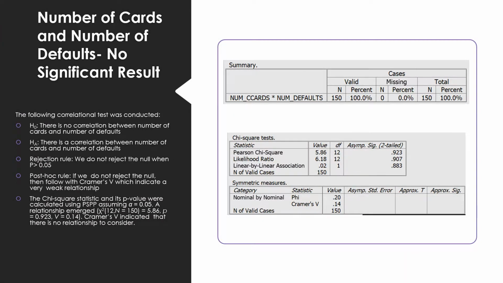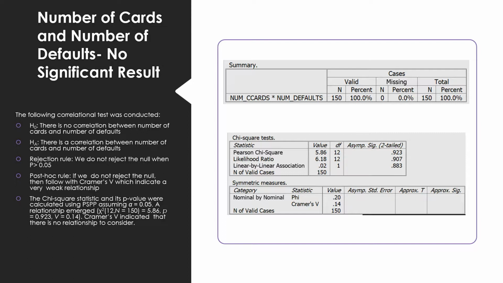The first sample is to test the number of cards in relation with the number of defaults. The null hypothesis indicates that there's no correlation between the number of cards and the number of defaults. The alternative hypothesis is that there is a correlation between the number of cards and the number of defaults.